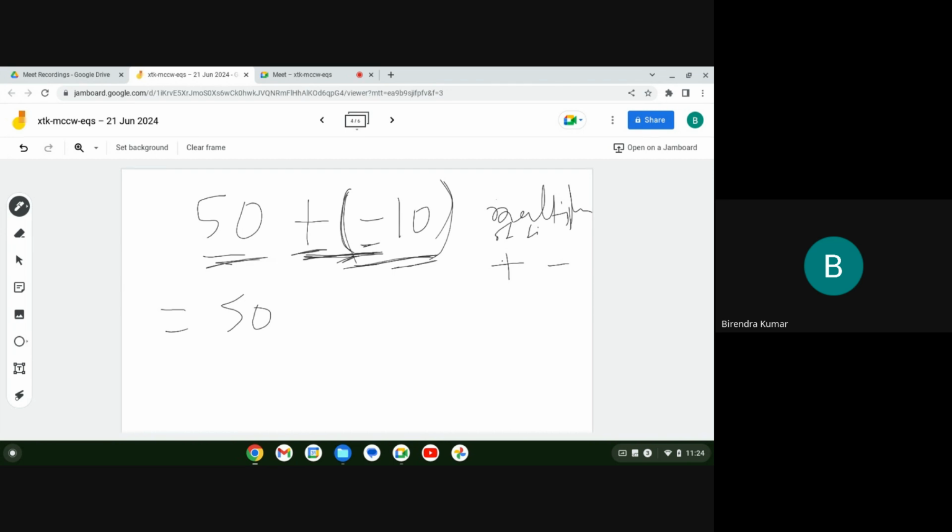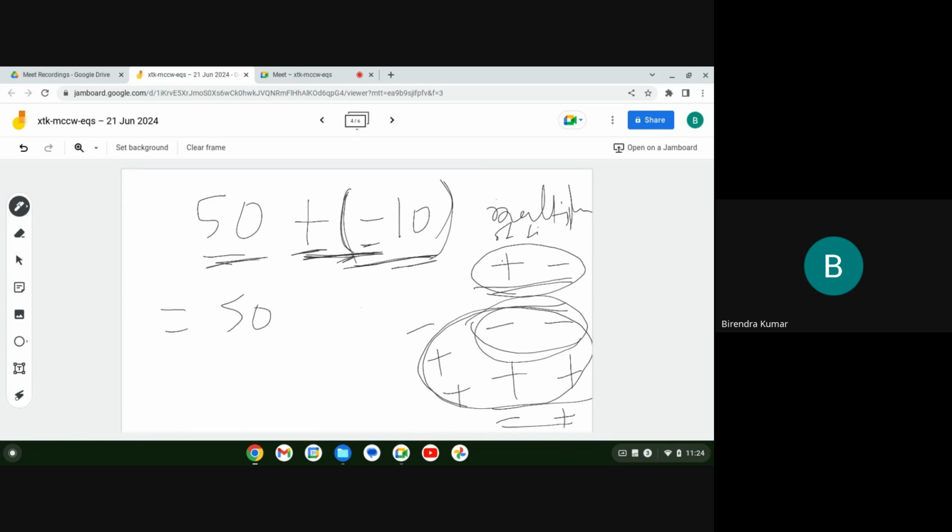Now let's apply that. If both the signs are same, then the answer is positive. Here it's plus minus, not same, negative. If both the signs are same, the answer is positive. Otherwise, it's negative. So if somebody says minus into plus, only if both the signs are same is it positive.